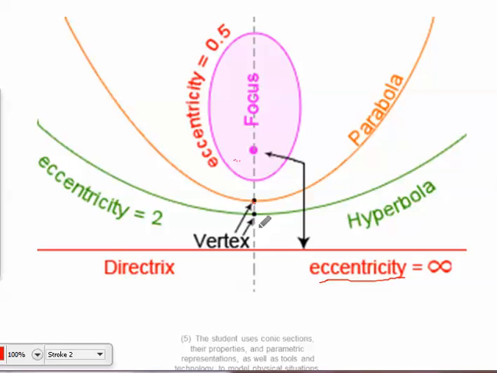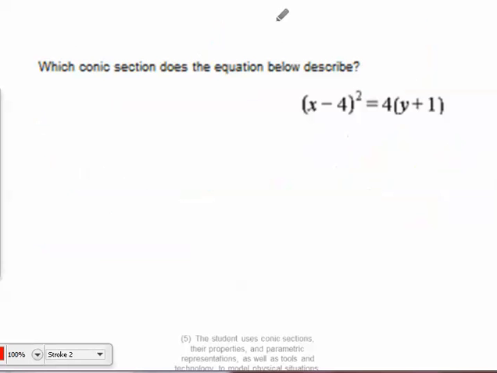Okay? So what you're looking at here, here's the vertex, here's my focus, and you can see this one is less than half that distance. This one is about exactly half that distance, and this one here is greater than half that distance. Cool? Good. Okay, so when we look at this equation, what do we see?